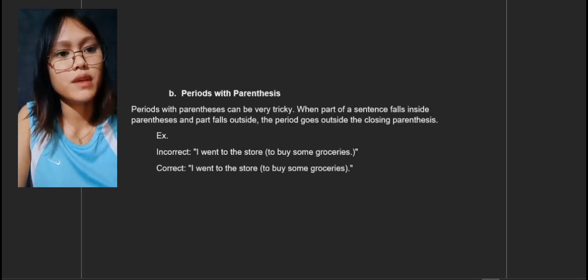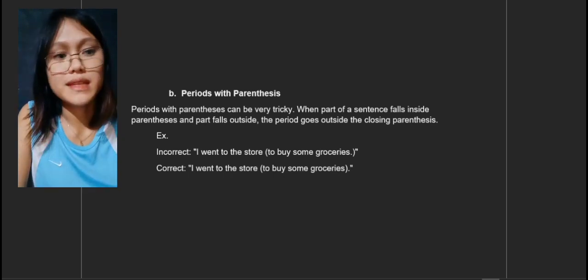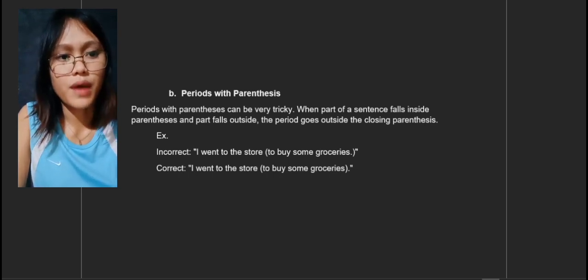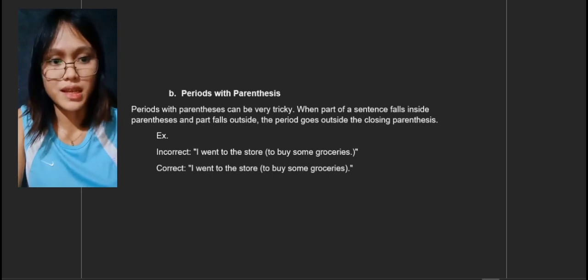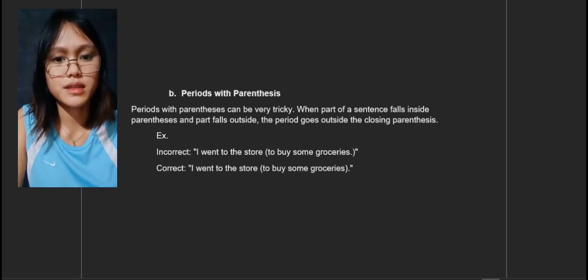Second example is all about periods with parentheses. Periods with parentheses can be very tricky. When part of the sentence falls inside the parentheses and part falls outside, the period goes outside the closing parentheses. Like this: I went to the store (to buy some groceries.)